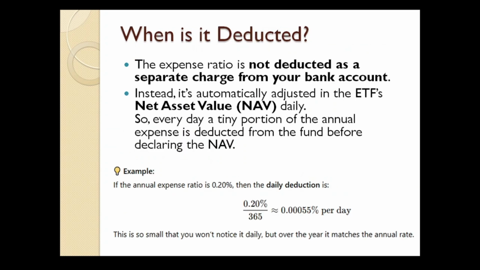When is it deducted? The expense ratio is not deducted as a separate charge from your bank account. Instead, it's automatically adjusted in the ETF's net asset value, NAV, daily. So every day a tiny portion of the annual expense is deducted from the fund before declaring the NAV. For example, if the annual expense ratio is 0.20%, then the daily deduction is 0.00055% per day. This is so small that you won't notice it daily, but over the year it matches the annual rate.